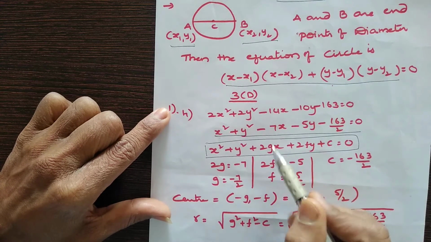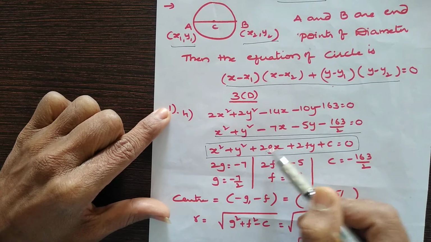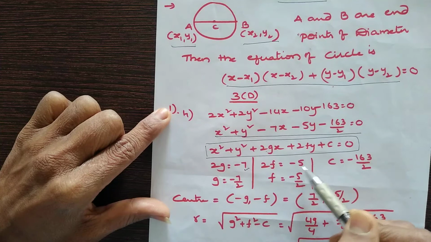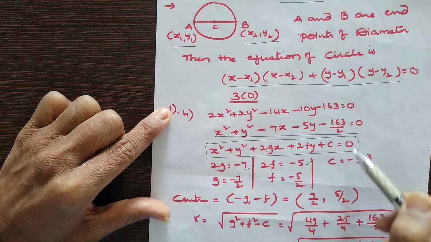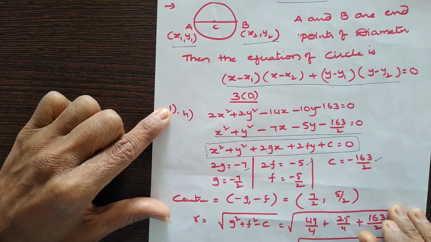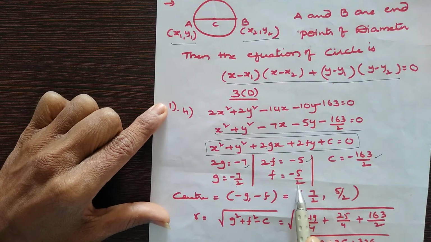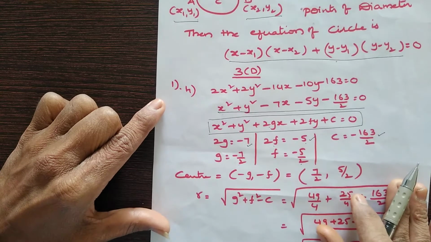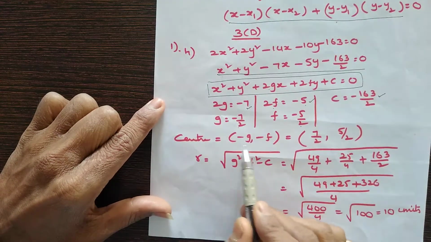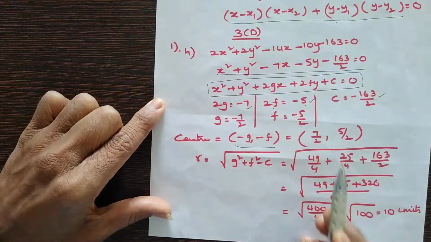Okay, now compare the coefficients over here. 2g is equal to minus 7, 2f is equal to minus 5, and c will be minus 163 by 2. Now g is minus 7 by 2, f is minus 5 by 2. The center formula, what is it? Minus g comma minus f. Just now I have explained that to you.